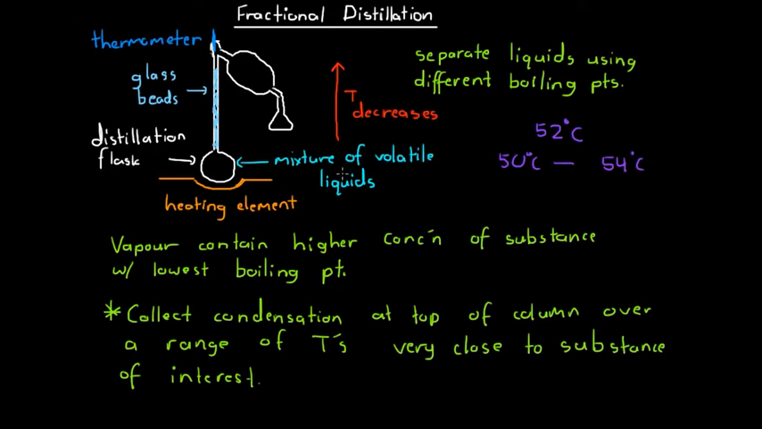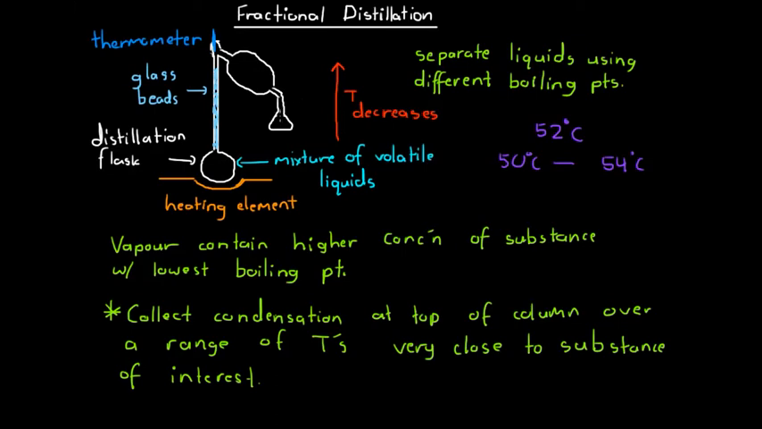However, it's also important to be aware that this process is not perfect. Although we may collect condensation over a very small range of temperatures close to the boiling point of the substance that we want, it's going to be very difficult to obtain a 100% pure sample in this flask. Our substance of interest condenses at the top, drips through here, and then we put a new flask on between 50 degrees Celsius and 54 degrees Celsius. When the temperature at the top of the column is between those two temperatures, we put a new flask on and therefore collect just the substance that we want.